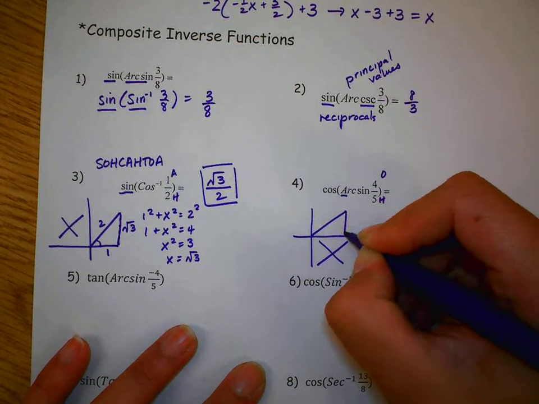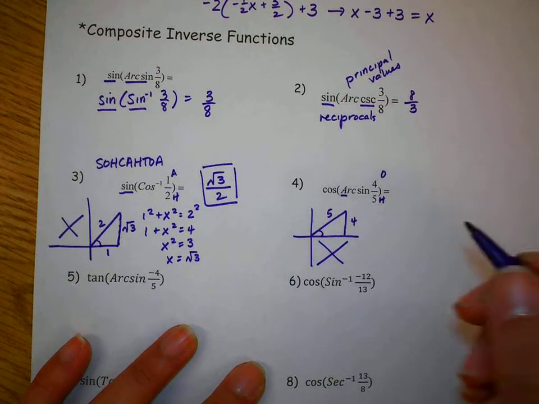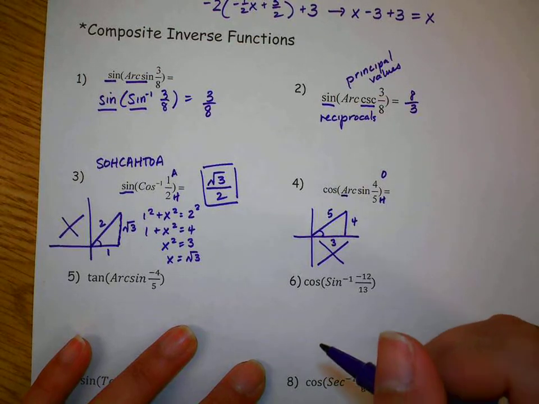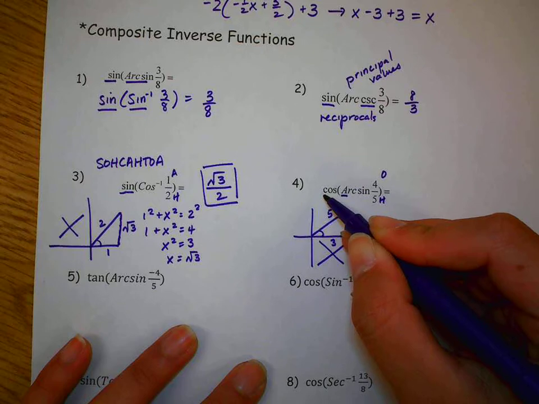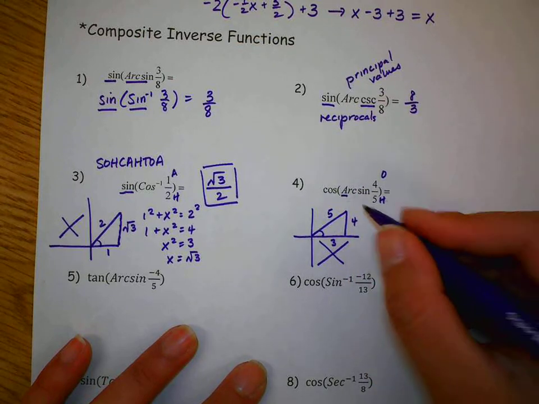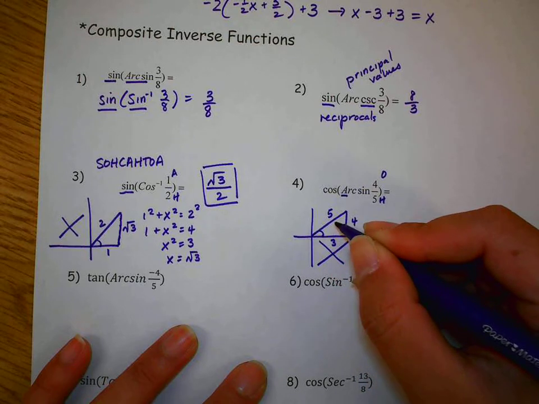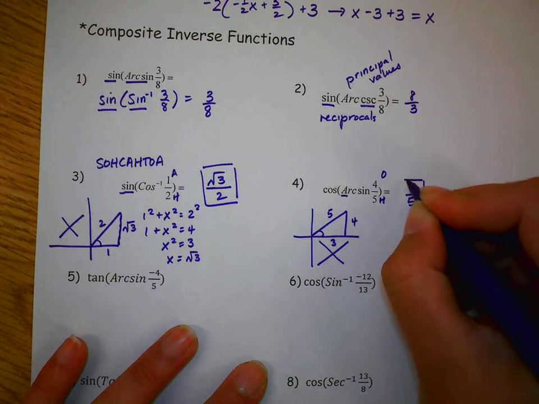Okay, so again, sine is opposite over hypotenuse. So let me go ahead and draw my angle. Opposite is 4, hypotenuse is 5. Hopefully you all know by now, this would be a 3, 4, 5 triangle. Okay, so I've used the inside to draw my triangle. Now I'm going to go ahead and evaluate the outside. So they want cosine of this angle. So cosine is adjacent over hypotenuse. So that would be 3/5.